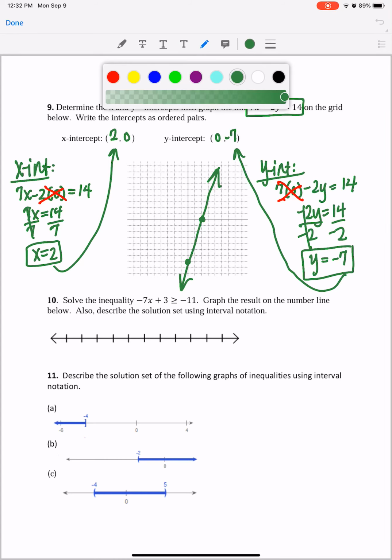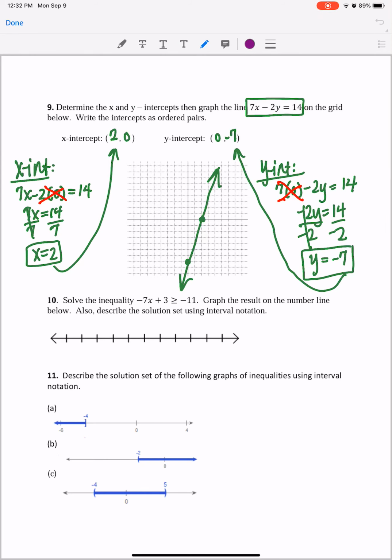Number 10, we need to solve the inequality. It says first solve it, then graph it, then write it in interval notation. So we got 3 parts on this problem. I'm going to rewrite this over here. We got negative 7x plus 3 is greater than or equal to negative 11. So solve just like it's an equation. We're going to move our 3 over. So we got negative 7x is greater than or equal to negative 14.